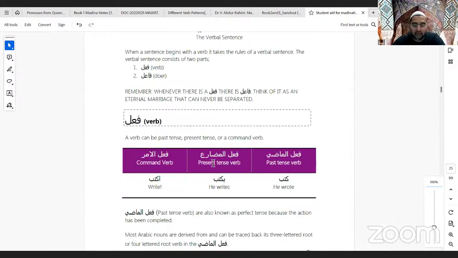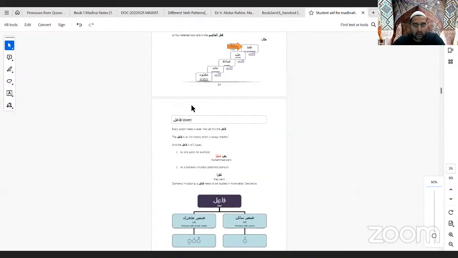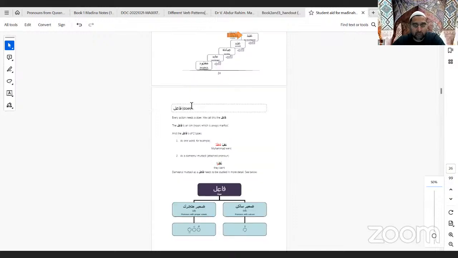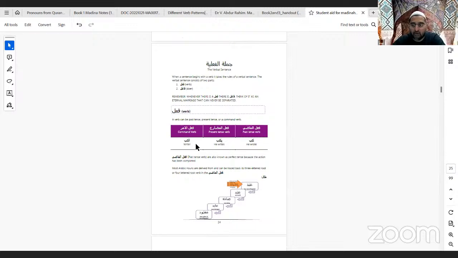Yes. And the other point we did is that every verb, this is important. I would like you to just read this page, and that will be the end of the class.